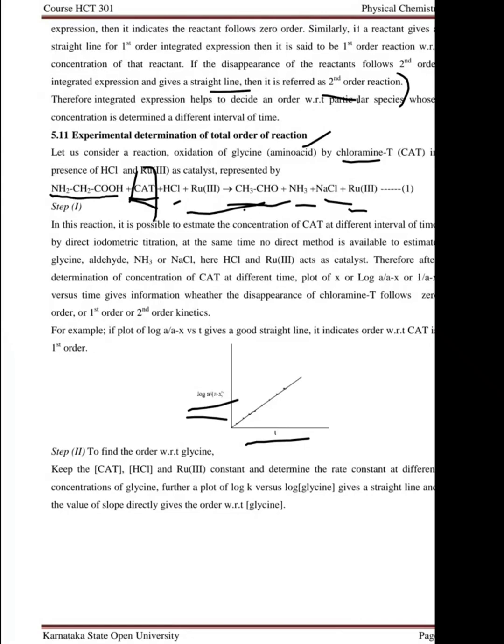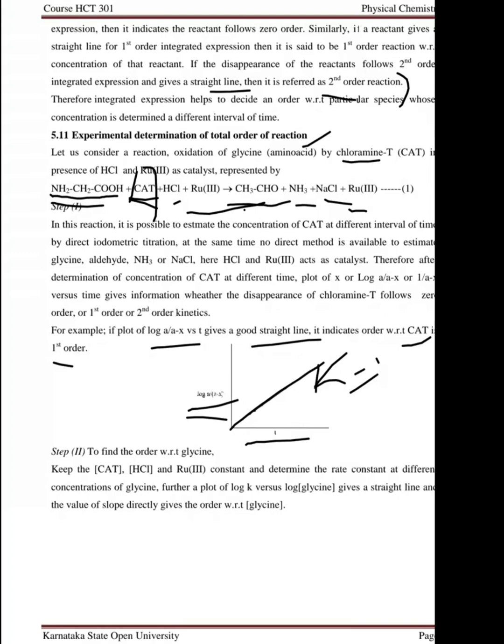So this is the plot for the rate constant. From this example we identify that the plot of log a by a minus x versus t gives a good straight line, which indicates the order with respect to chloramine T, where it follows a first order reaction. So the graph we have got is straight, so it follows first order reaction. Now find the order of reaction with glycine. The next plot is to identify the order of reaction of glycine.